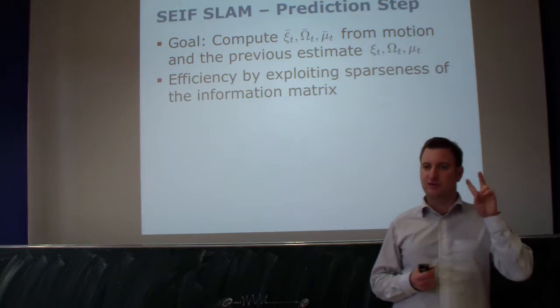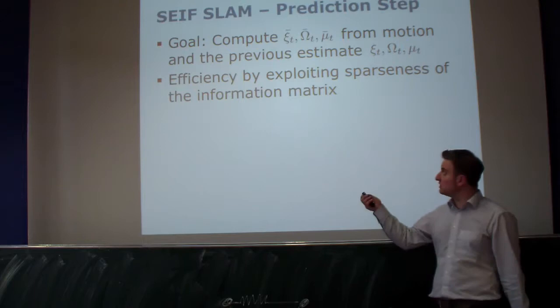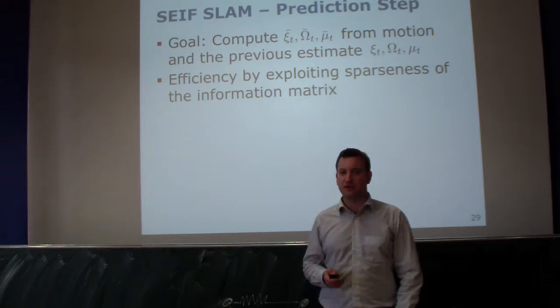So then we have two quantities, two ingredients. This is what we want to compute, and we want to do that efficiently, exploiting the fact that it is a sparse information matrix.